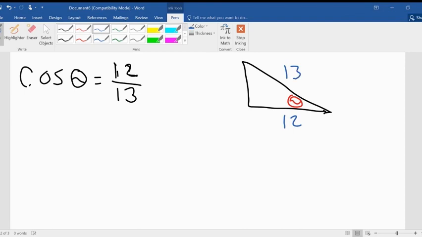I know y'all are saying, well, how do I get the other ratios? Well, we've got to find the other side. That's the one we have to solve for. So we're going to use the Pythagorean theorem. Remember, a squared plus b squared equals c squared.